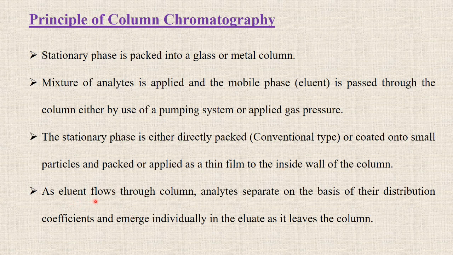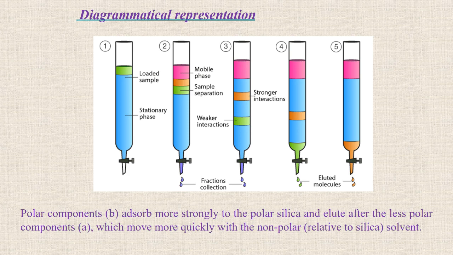Again, the last two types are for the latest techniques, which are highly automatic and costly. When the eluent or mobile phase flows through the column, analytes are separated on the basis of their distribution coefficient, and the components emerge individually from the column. The components which have more affinity with the mobile phase will elute first from the column, and the components which have more affinity with the stationary phase will leave later on from the column.